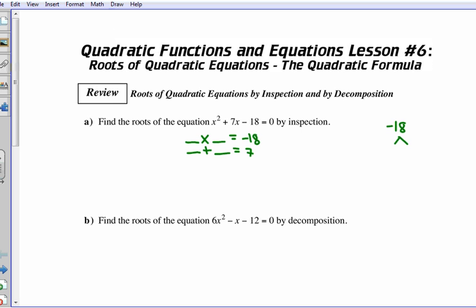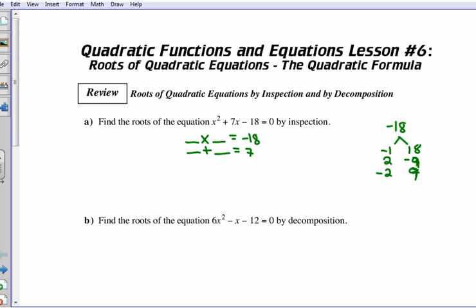Okay, so we have a simple trinomial. One positive, one negative to multiply to negative 18. So we could do negative 1 and 18, or 1 and negative 18. No. 2 and negative 7. Or what else could you do? Negative 2 and 9.